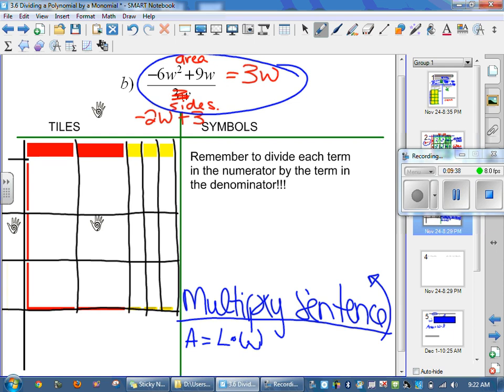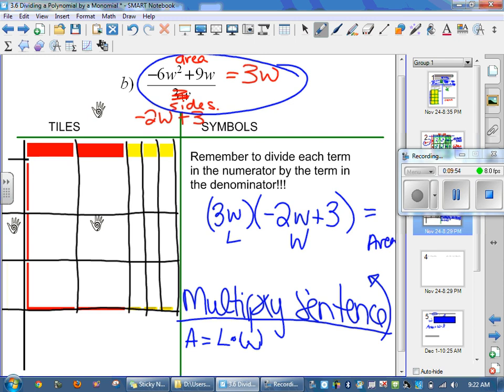3w times what? Negative 2w plus 3. Good. And that's my length and my width. Length times width equals area. Now my area is going to be the negative 6w, exactly. So I would write my area as negative 6w squared plus 9w. I just don't have room to write it on the left there. That would be called a multiplication sentence.